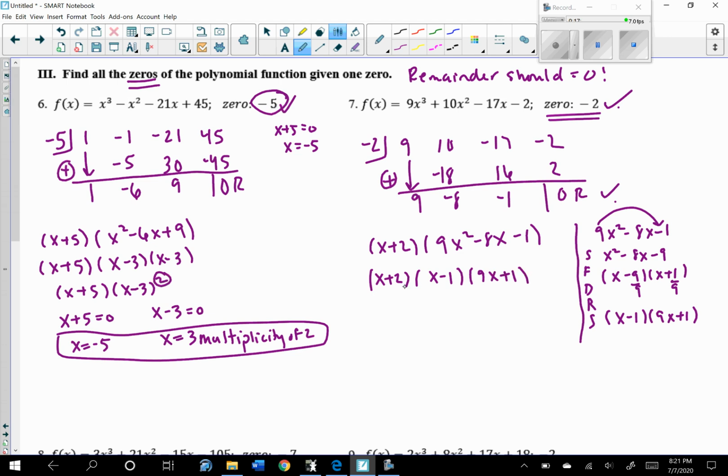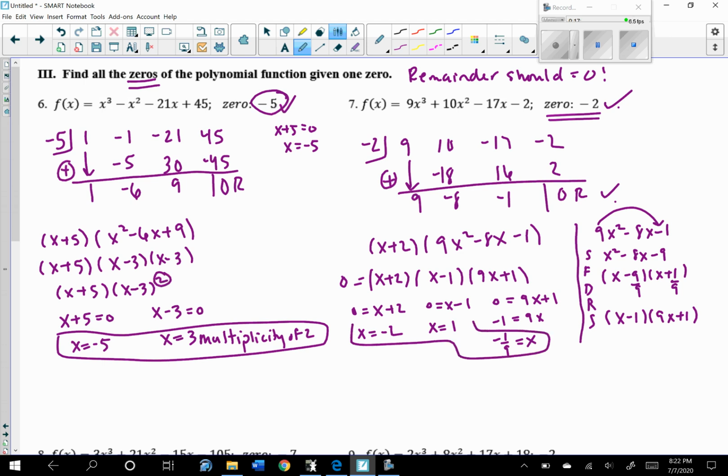This is the factorization, but we want to find the zeros. So we set each equal to 0 and solve. So when I solve, we already know this one, x equals negative 2, because that was given to us. Add the 1, we get x equals 1. Here, subtract the 1, divide by 9, so negative 1/9 equals x. So these are the zeros of my equation, or the x-intercepts, or the solutions. Remember, those all mean the same thing.